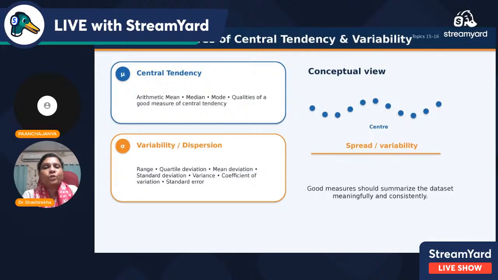Coming to measures of variability or dispersion, sorry, deviation. Here you will have range, coefficient of range, quartile deviation, mean deviation, standard deviation, coefficient of variation, and the standard error. These points will be covered here. You have to explain each entity. You have to explain what is the range, what is the quartile deviation, what is the mean deviation.